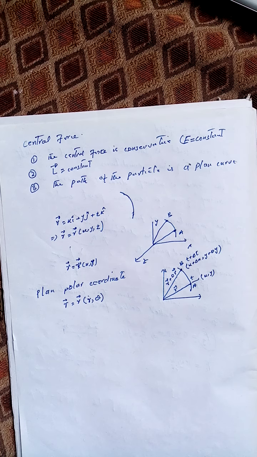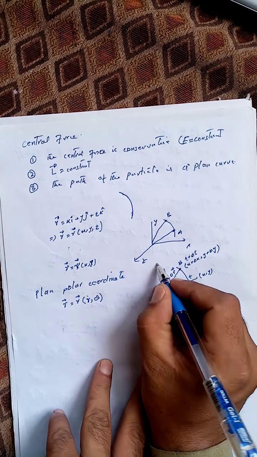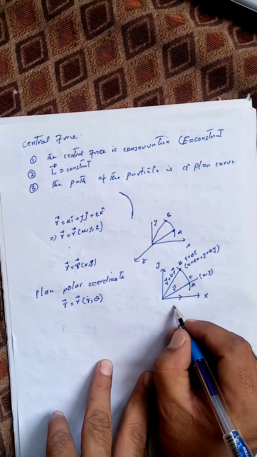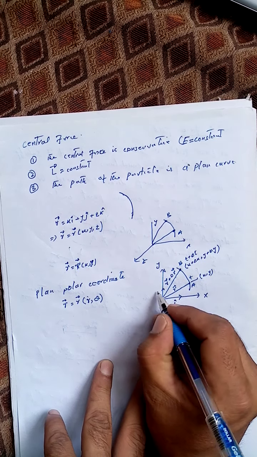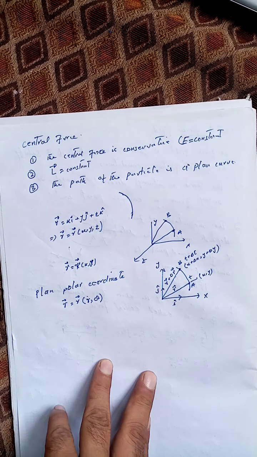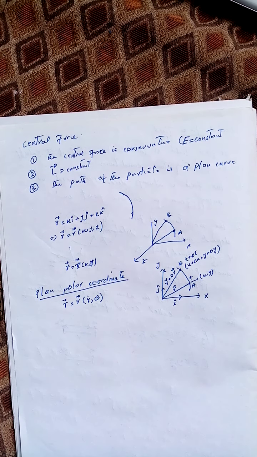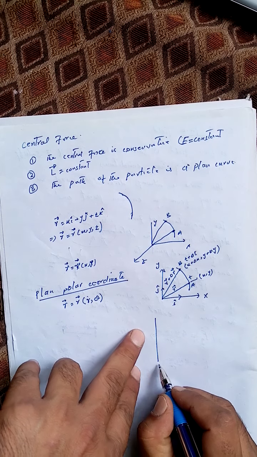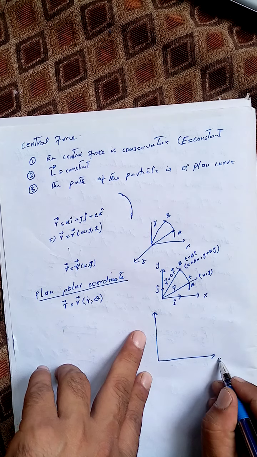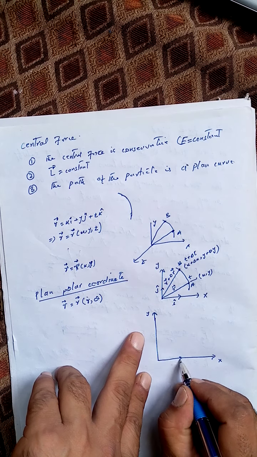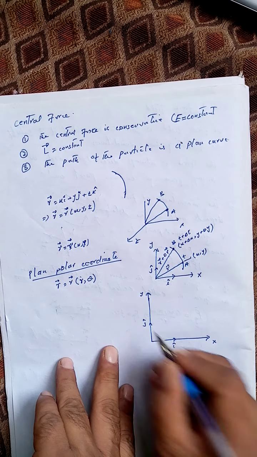What is the meaning of these two coordinates? Suppose now in this coordinate system x and y, we assign the unit vector along each axis. Along the x-axis the unit vector is i, and along the y-axis the unit vector is j. Now suppose we are moving to the plane polar coordinate system, okay, then the situation will be like this. We have the Cartesian coordinate system x and y, along x the unit vector is i, along y the unit vector is j.